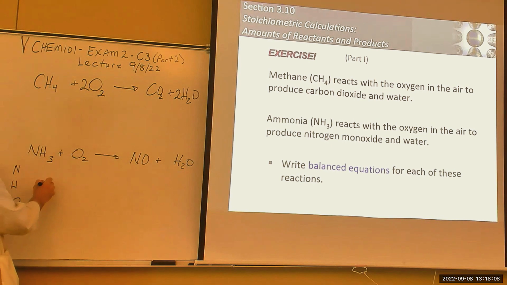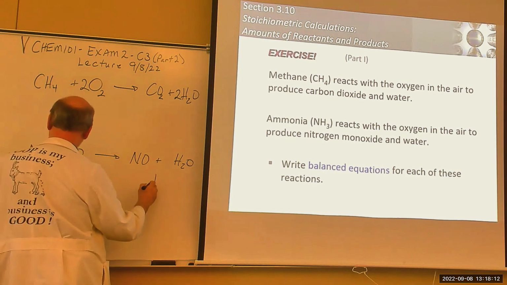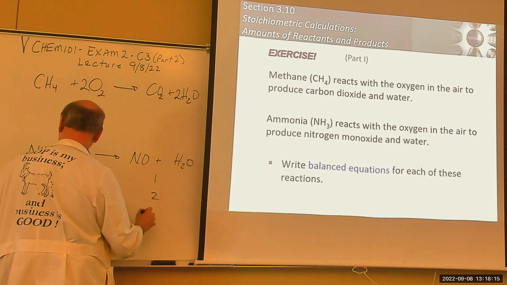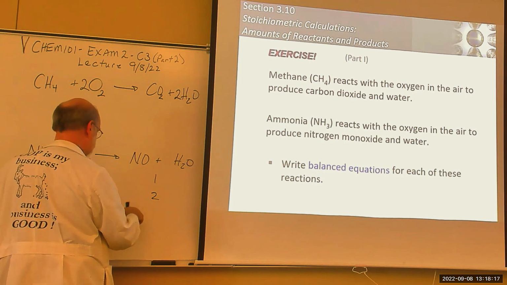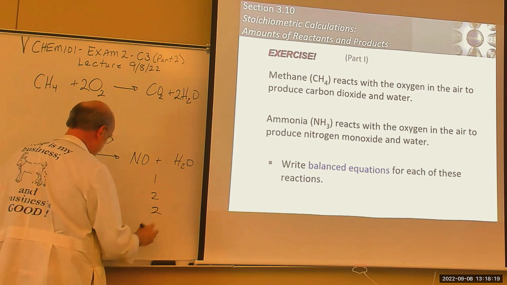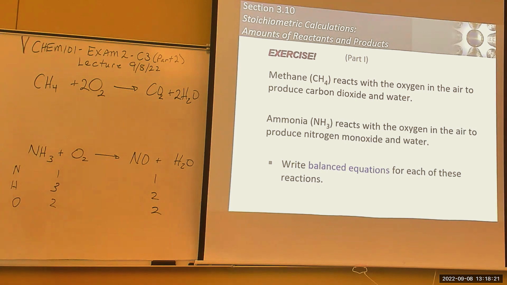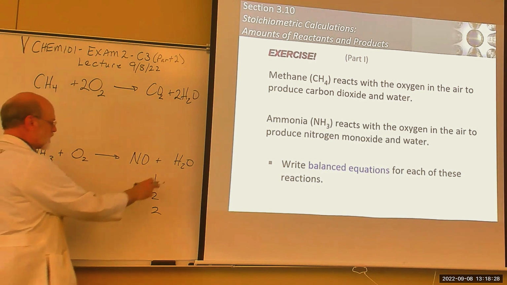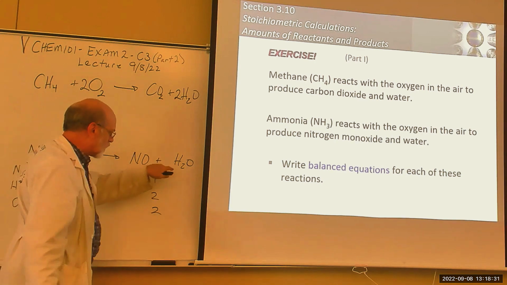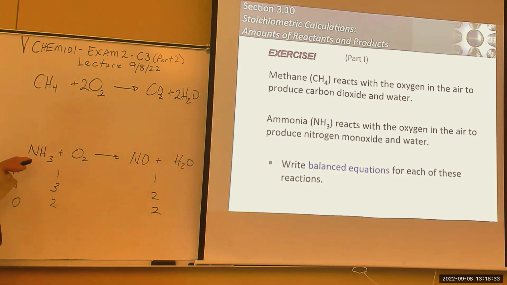NH3O. Now we have 1 N, 3 H's, 2 O's, versus 1 N, 2 H's, and 2 O's. So now we need a different approach. We need to get the hydrogens to balance. We've got 3 hydrogens on this side and 2 on that side. The hydrogen only occurs in that compound on the product side and on that compound on the reactant side. If that's the case, then you can use the cross multiplication trick.